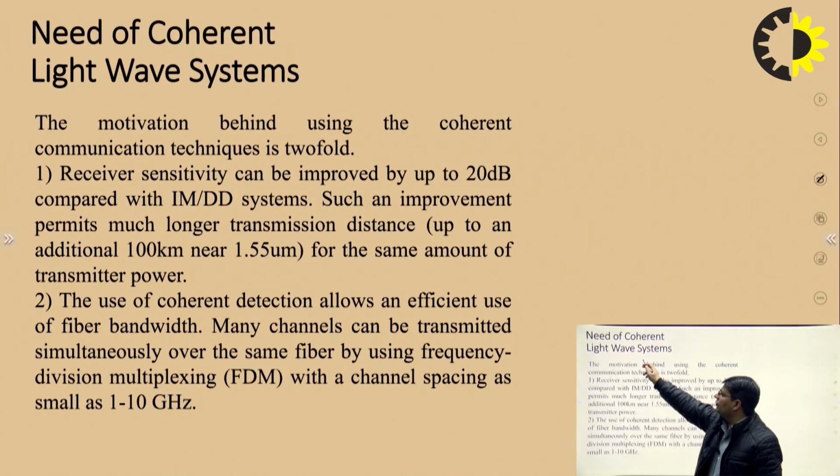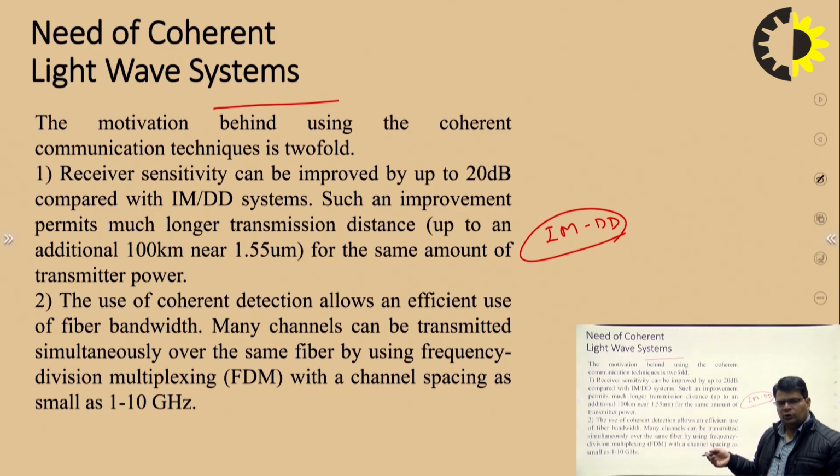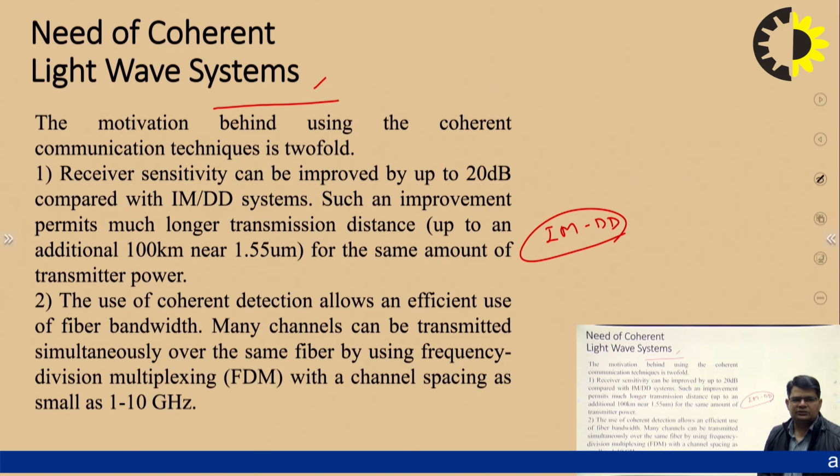So what is the need of a coherent lightwave system? That we have already studied. Earlier we only had the IMDD, which has certain limitations. To overcome these limitations or to have the advantages as discussed, like high sensitivity, better spectral efficiency, better tolerance for chromatic dispersion and polarization mode dispersion, use for high data rates, and use with ASK, FSK and PSK modulation schemes, there is a need or requirement for this coherent detection.